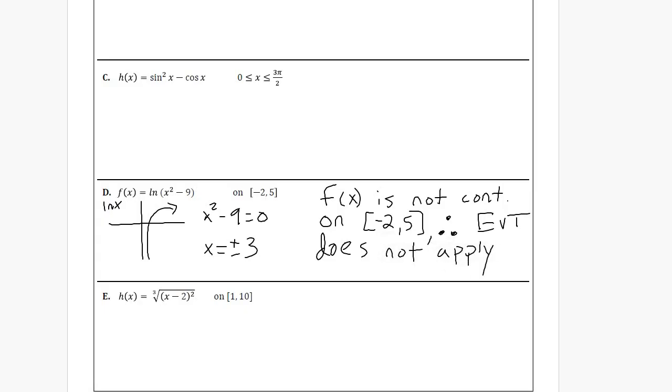Now, with our next one, we do have to consider what this root is. If it was a square root, remember our inside has to be positive. This one is a cubed root. And so we are allowed to get negatives with a cubed root, which means that we would be able to use our EVT because it will be a continuous function. So on this one, again, you're going to apply your derivative, set it equal to 0, and then make a chart.